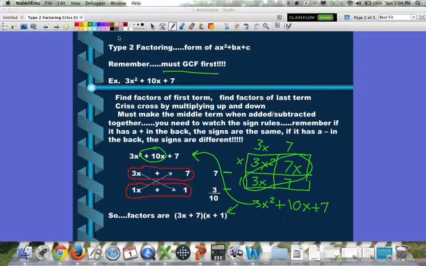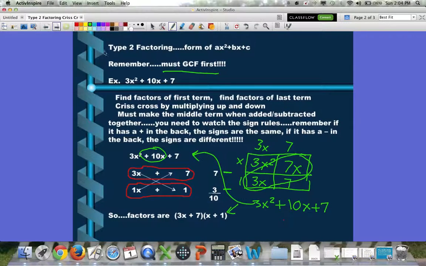All right, so let's do one more example together so you can see me do it all the way through. Let's do one with negatives. Okay, let's do 2x squared minus x minus 10. All right. So we know it's a type 2 because there is some number bigger than 1 in front of the quadratic term. So we want to go ahead and decide what things multiply to give you 2.